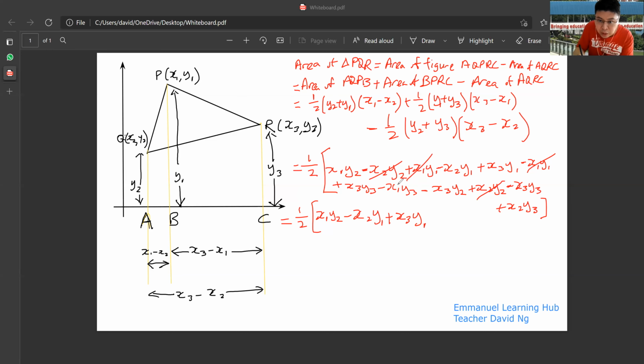Then x3, y3. x3, y3 disappear. Oh, plus x3, y3 minus x3, y3 disappear. How about x1, y3? Okay, x1, y3 still alive. And minus x3, y2. Okay, why x3, y2 still alive? And plus x2, y3.